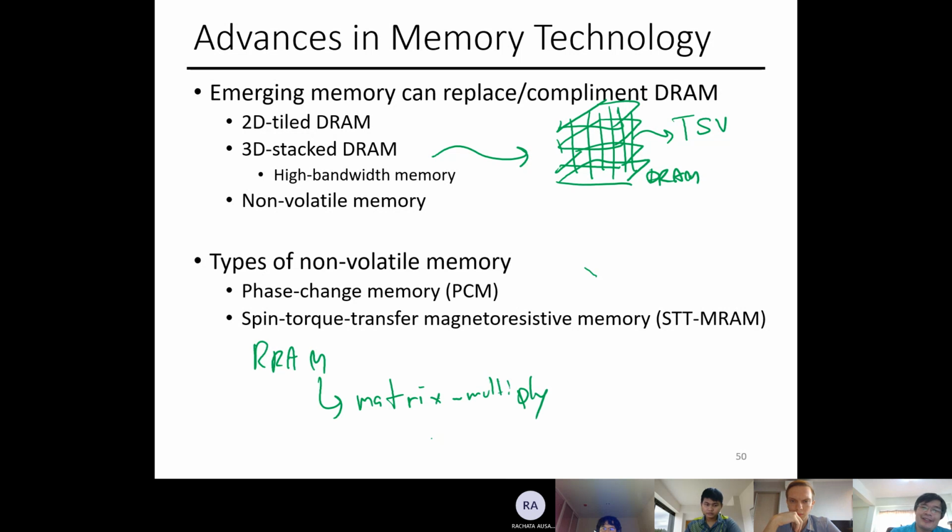Because the way it reads the data is V equals IR, and I multiplied by R is a matrix multiply. So I can use that for matrix multiply.